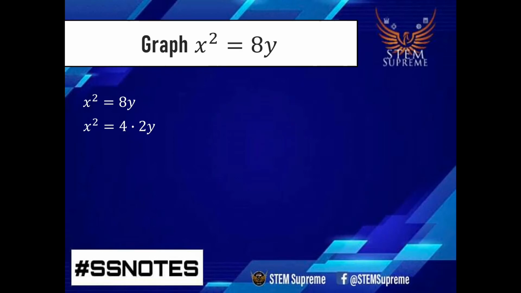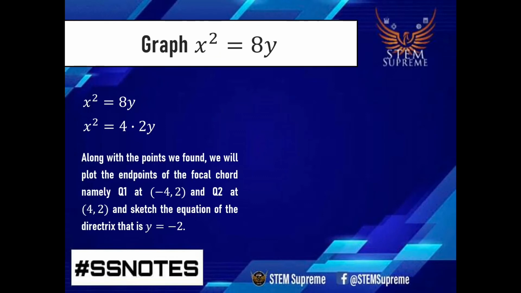Kasama ng mga points na nakuha natin, i-plot natin ang endpoints ng latus rectum na lilabelan natin Q1 at Q2. Ang coordinates ni Q1 ay negative 4, 2 at ang coordinates ni Q2 ay 4, 2. Kanina, sinabi natin na ang negative ni A ay ang distance mula sa vertex papunta sa directrix. Kaya ang equation ng directrix ay y equals negative 2.